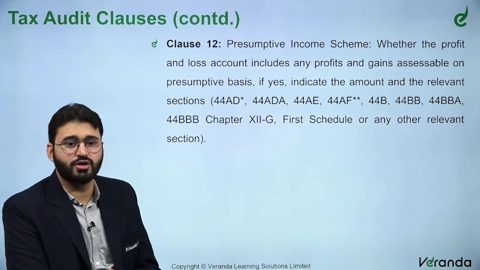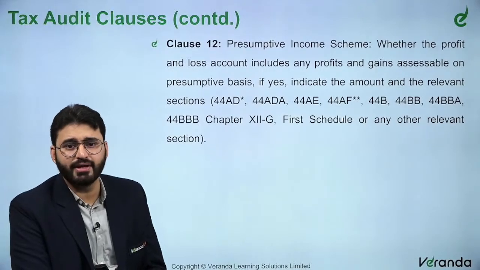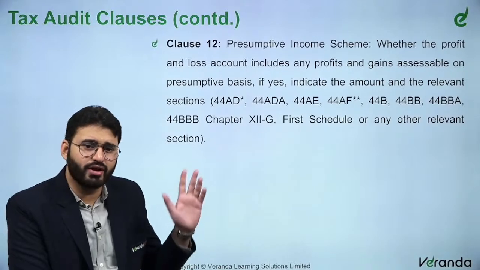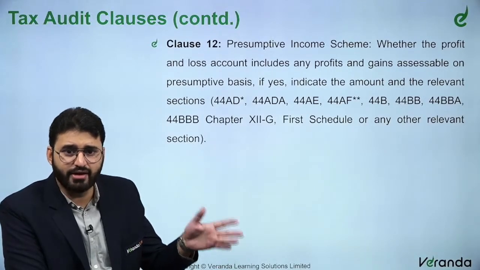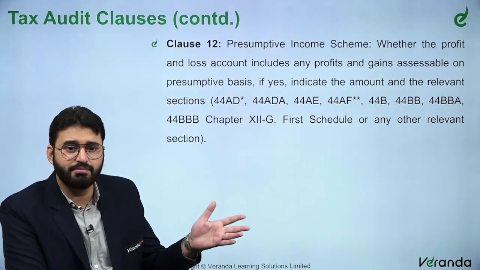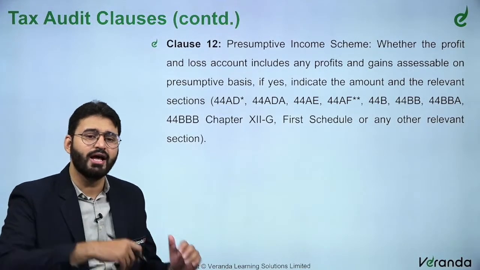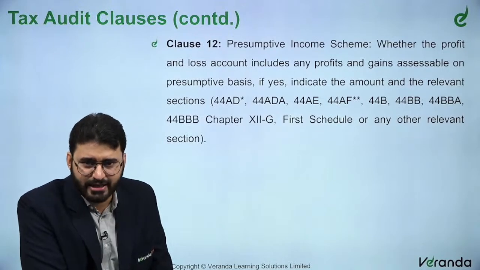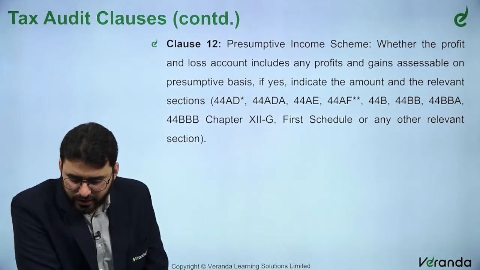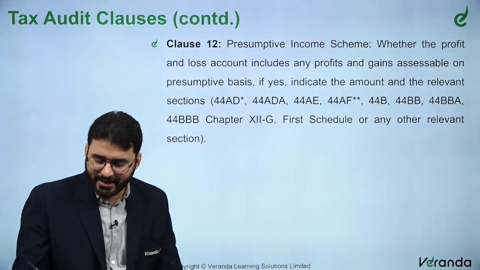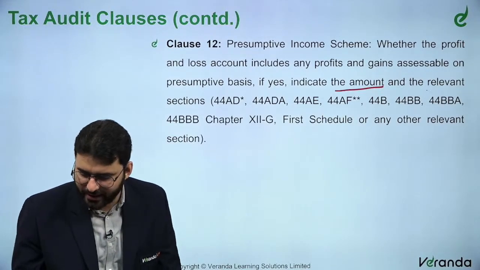Clause 12. Now this is on the presumptive taxation. Presumptive income scheme. Now we all know there are multiple schemes of 44AD, 44ADA, 44AE, 44BB, 44BBA, 44BBB, Chapter XII-G, first schedule, so many depending upon the activities carried on by the taxpayer, right? Where the profit and loss account includes any profits and gains assessable on a presumptive basis, if yes, indicate the amount of the income and relevant section.